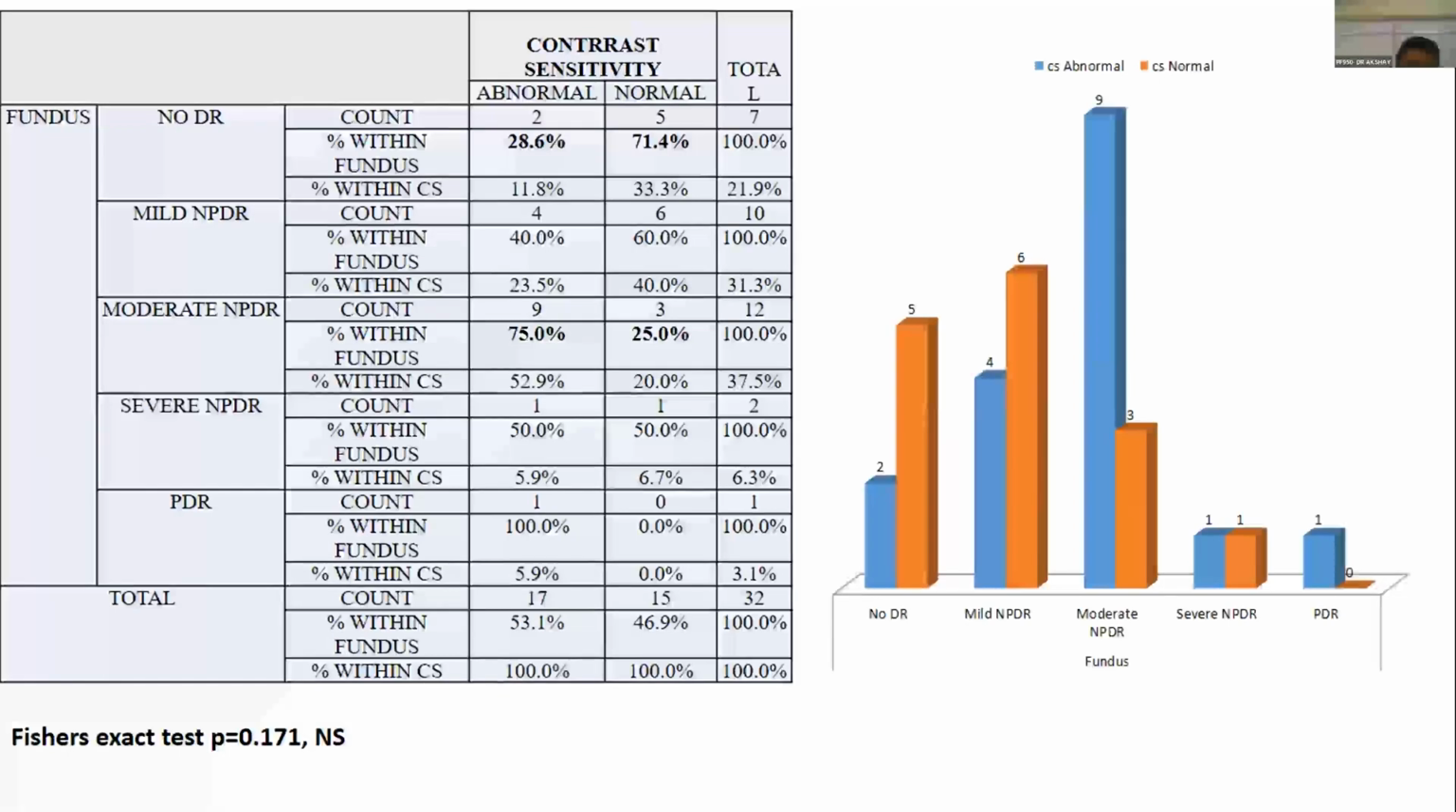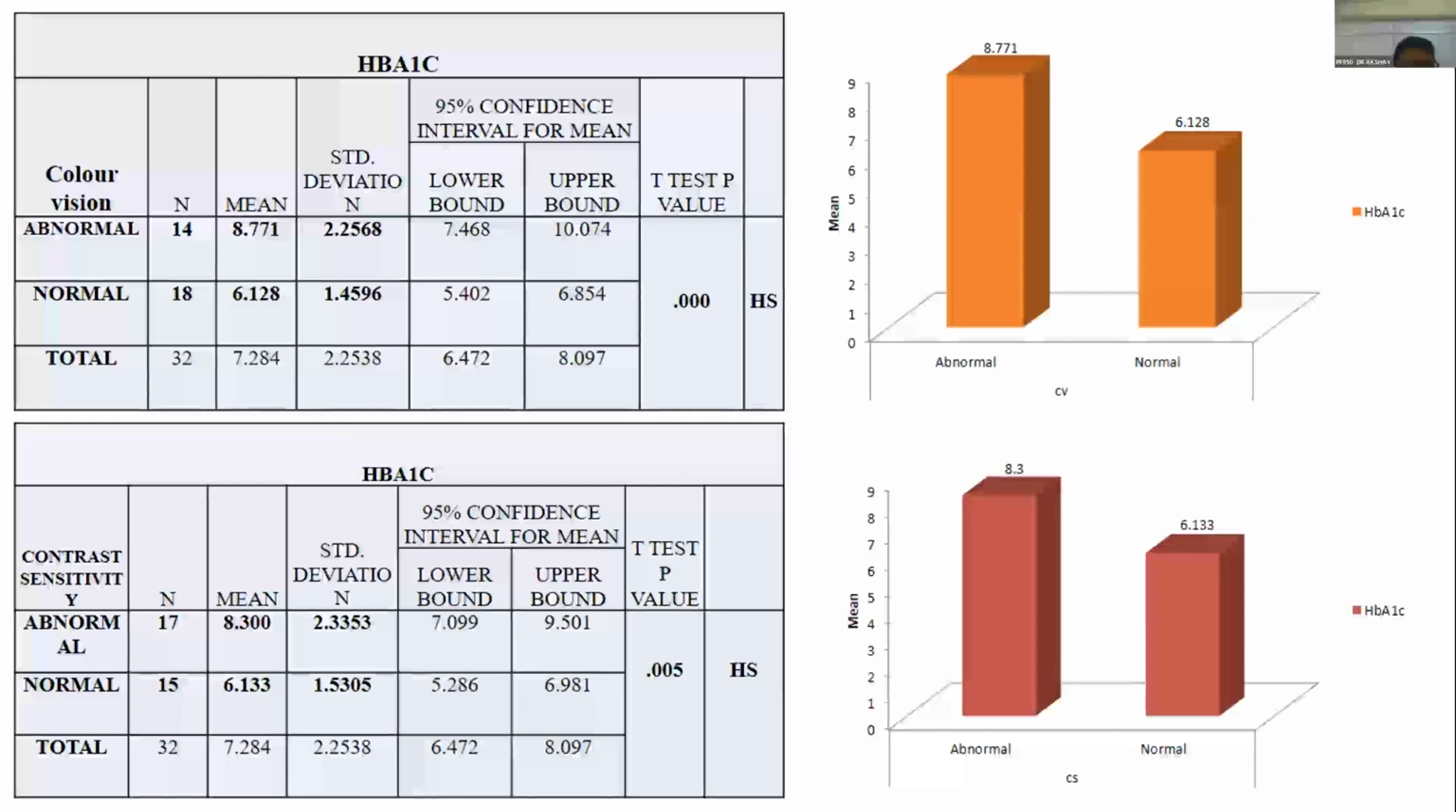And similarly to the contrast sensitivity, we can see there is a color vision abnormality seen without any diabetic retinopathy changes also, but with a Fisher exact test p-value of 0.171, it is not significant. And when we compared HbA1c values to the color vision and contrast sensitivity, we got a highly significant value with the t-test p-value for color vision of 0.000, and for contrast sensitivity we got 0.05, which is highly significant here.